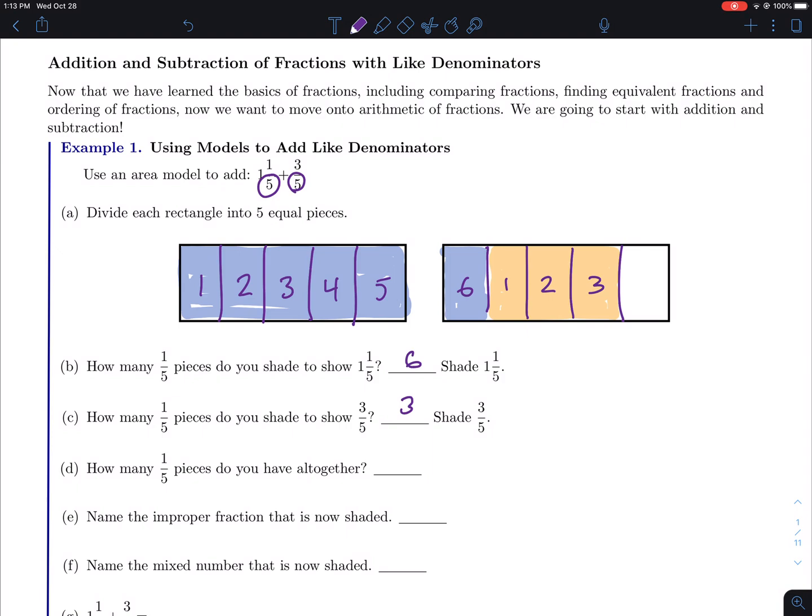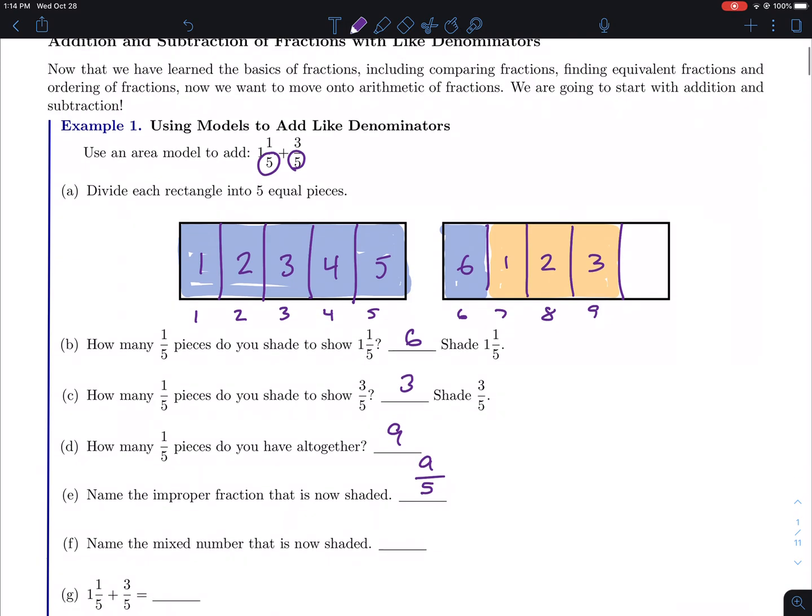And so finally, how many 1/5 pieces do we have all together? We want to add all the blue and all the orange together. So we've got 1, 2, 3, 4, 5, 6, 7, 8, 9. So we've got 9 1/5 pieces all together. Name the improper fraction that's now shaded. In this case, the 9 is just going to be the top number for our improper fraction, and our 5 is still our denominator since everything's broken up into 5th chunks.